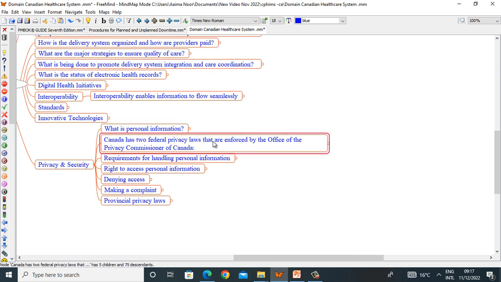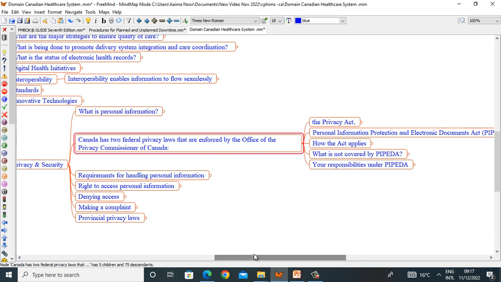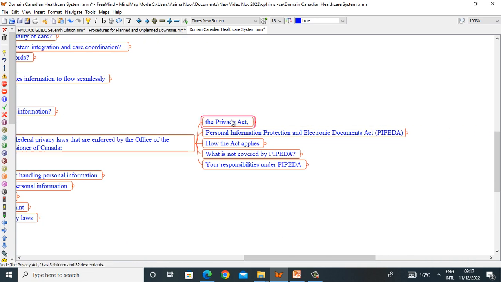Canada has two federal privacy laws that are enforced by the Office of the Privacy Commissioner of Canada. The first is the Privacy Act. The second one is the Personal Information Protection and Electronic Documents Act, PIPEDA. Then we'll explore how the act applies. What is not covered by PIPEDA?